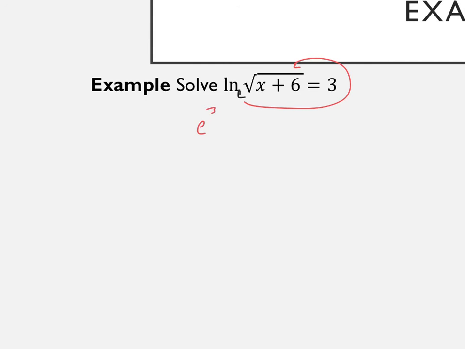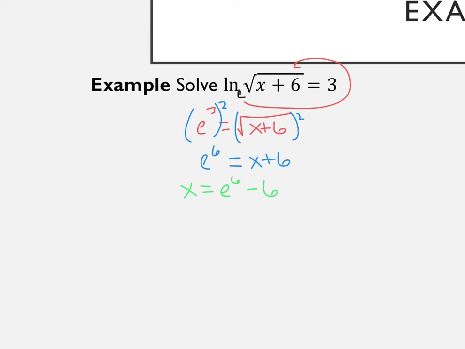So e to the 3rd power equals the square root of x plus 6. Well, how do you get rid of the square root? What is the opposite of that? And hopefully we recognize, oh, it's just squared. So remember, when you have a power to a power, you multiply the powers. So e to the 6th power equals x plus 6. Now, to solve for x, you subtract 6. So we'll have x equals e to the 6th minus 6, which is the exact form.